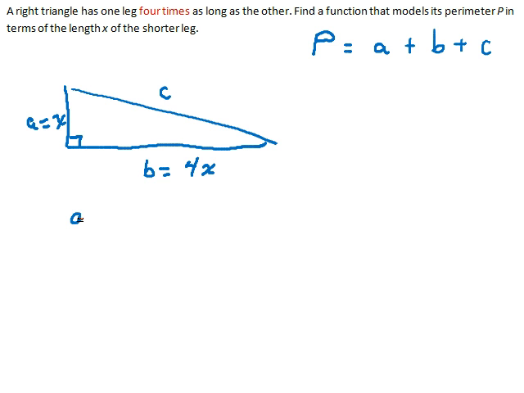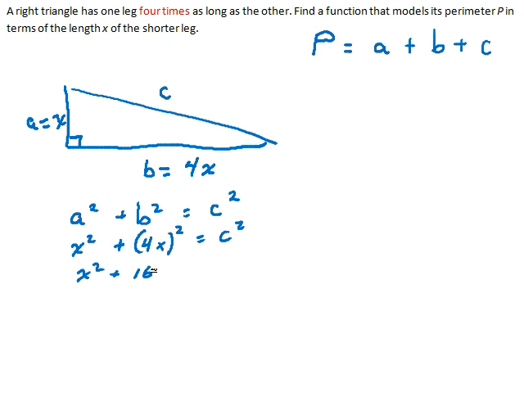Since it's a right triangle, we know that a squared plus b squared equals c squared, the hypotenuse squared. So we've got x squared plus 4x all squared equals c squared, which is x squared plus 16x squared, or 17x squared equals c squared.